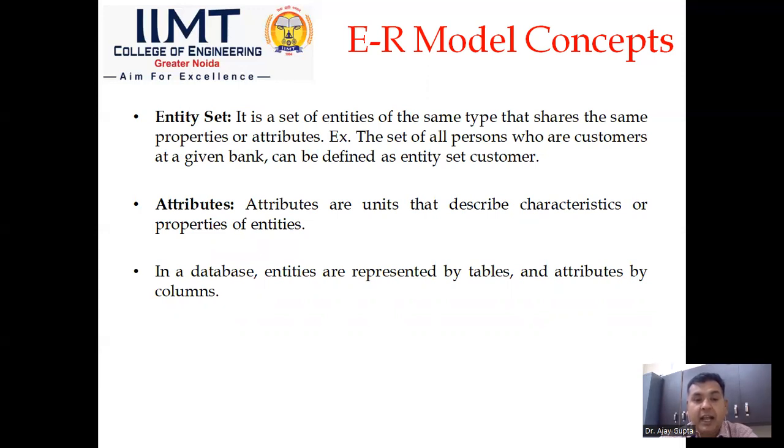What is an attribute? Attributes are units that describe characteristics or properties of entities. For example, a student entity set can be described by its properties. And what are the properties of the student entity set? It can be its name, student name, student father's name, student phone number, student roll number, student address. So by these attributes, we can describe a student, we can identify a student. So the property of an entity set is known as an attribute. In a database, entities are represented by tables and attributes by column names.